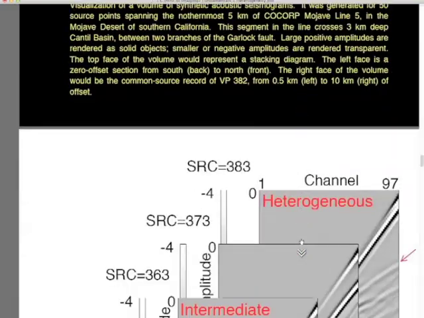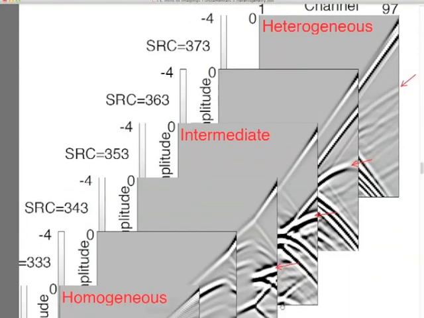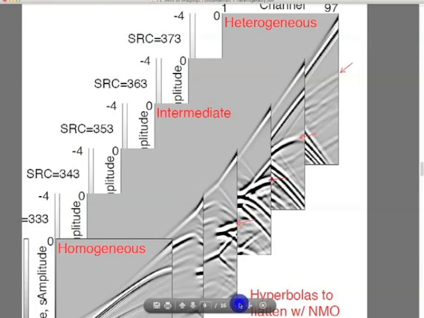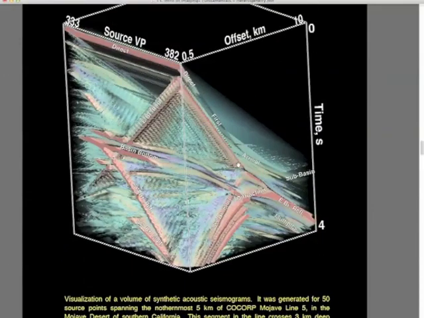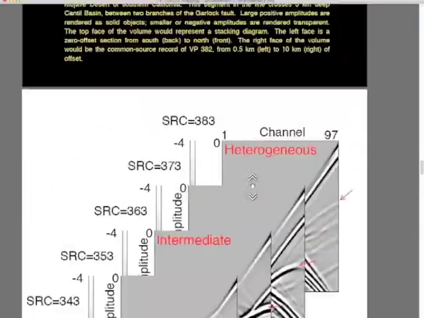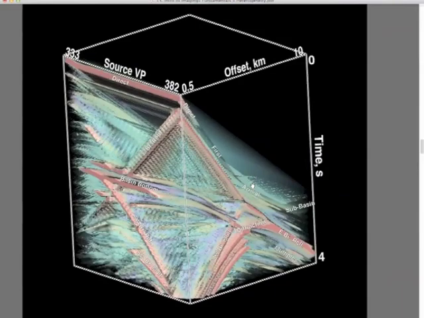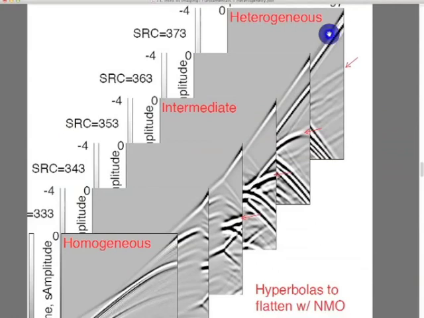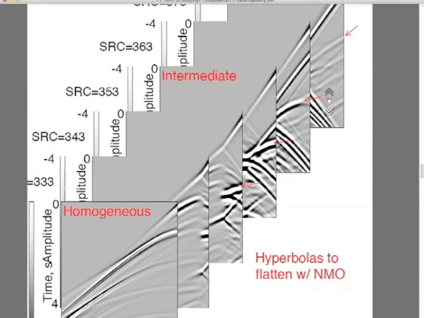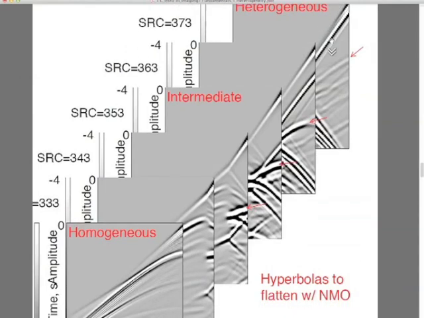Now I'm going to show you what happens when you process such data in the typical old-line industry way. Let me break out a bunch of these multi-offset sections. One of these sections is on the front right side, and that would be the most heterogeneous section, the one at the upper right. That's the northernmost section, which actually is the very last record in the data set.